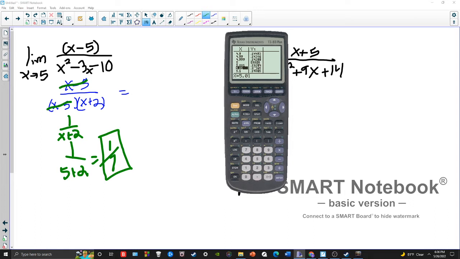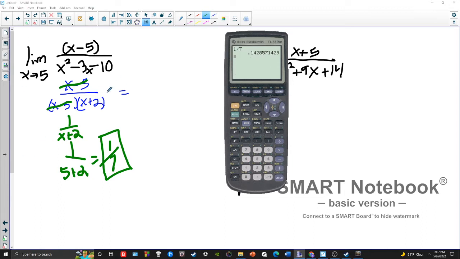It's like 0.14284. Well, I wonder what 1 divided by 7 is. 1 divided by 7 is, well, 0.142857. And that seems to be what they're going to, 0.14288, 0.14284. Well, it makes sense that if I keep going closer and closer to 5, I'm probably going to get to this number right here, which is exactly what happens.